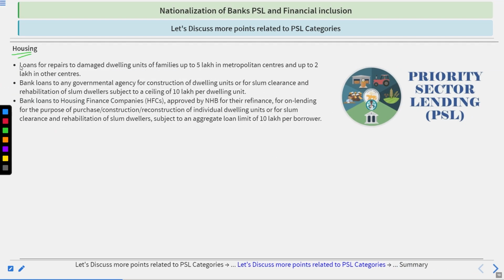Thereafter, now the housing. The loans for repairs to damaged dwelling units of families up to 5 lakh in metropolitan centers and up to 2 lakh in other centers. Bank loans to any governmental agency for construction of dwelling units or for slum clearance and rehabilitation of slum dwellers, subject to a ceiling of 10 lakh per dwelling unit.